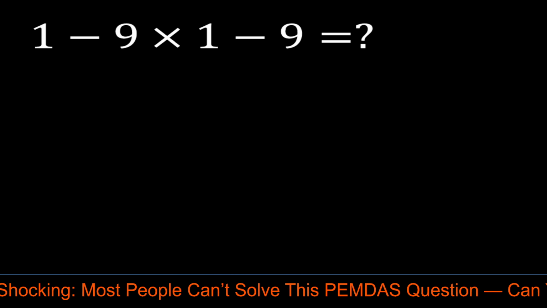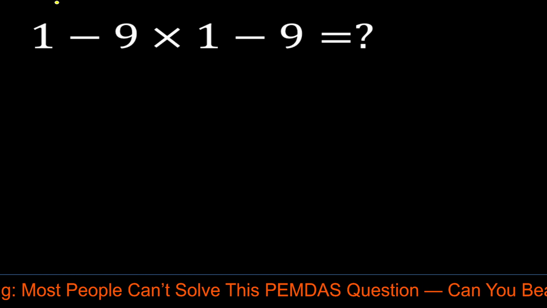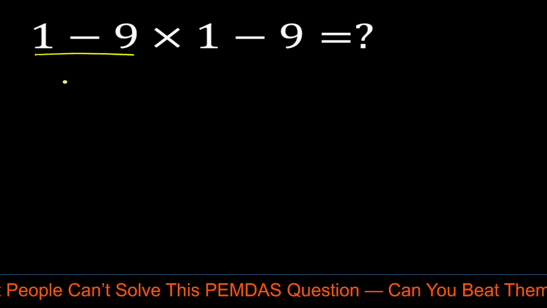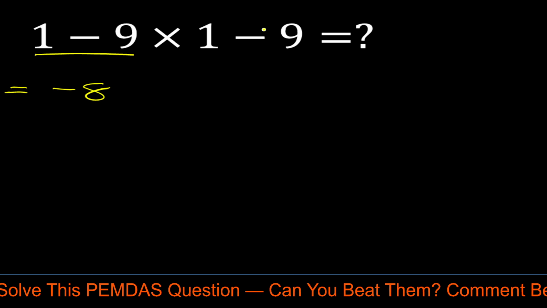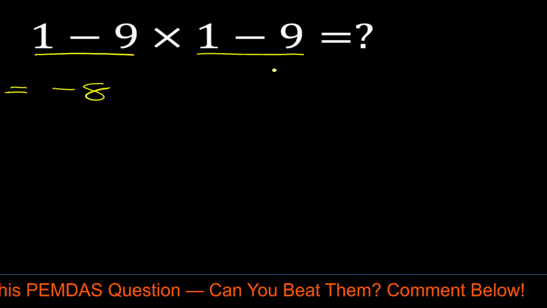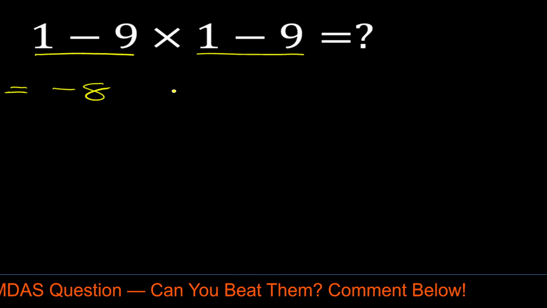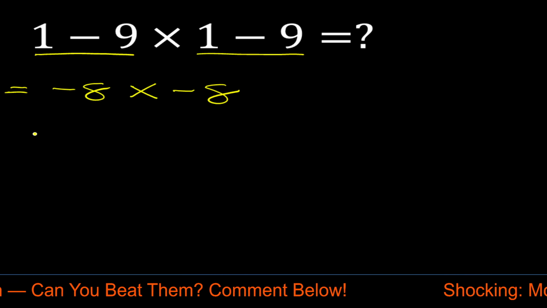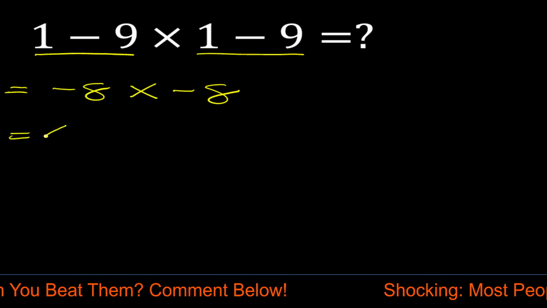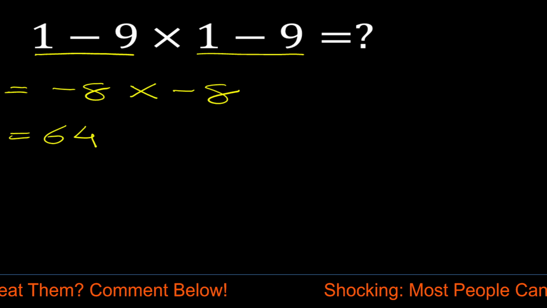So most people solve this question like 1 minus 9. So 1 minus 9 is equal to minus 8, right? Then again 1 minus 9, so 1 minus 9 is equal to minus 8. Now minus 8 times minus 8 is equal to 64, right?